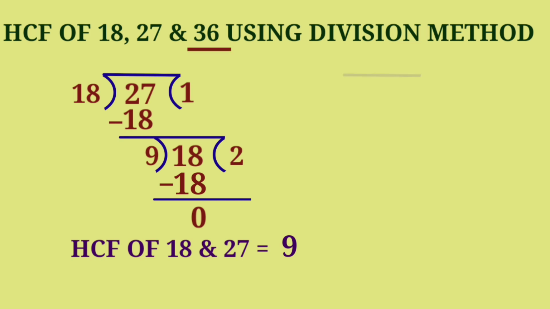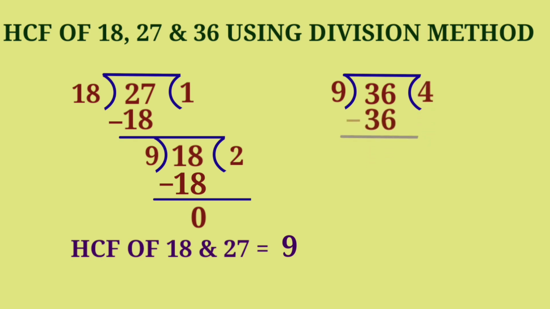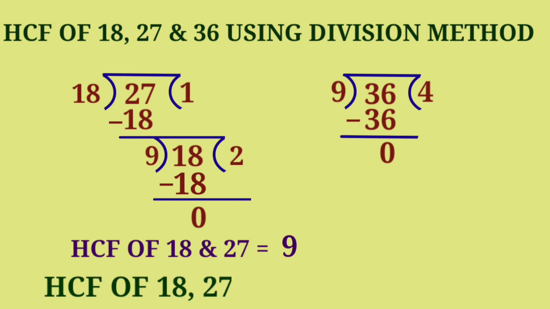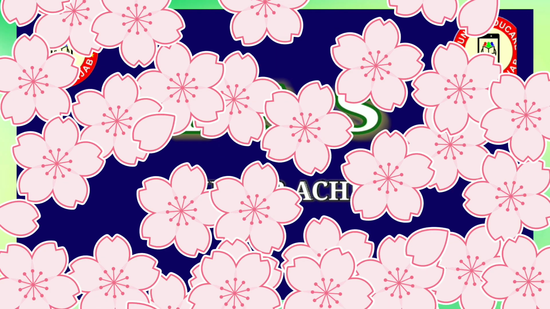So now we'll take 36 as a new dividend and the HCF of first two numbers, that is 9, will be taken as a divisor. Students, 9 times 4 is 36 and the remainder we get is 0. Since the remainder is 0, therefore highest common factor of 18, 27 and 36 is the last divisor, that is 9.